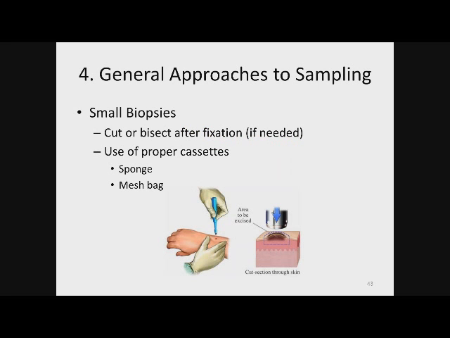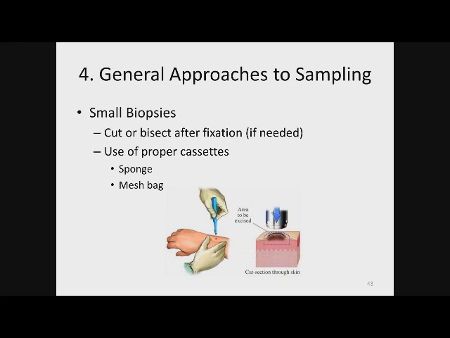So we've cut into the specimen, now we're going to sample the specimen. There's some general guidelines that apply to sampling. For small biopsies, this really isn't an issue because most small biopsies are sampled in toto. So the entire tissue is placed into the cassette for processing and subsequent staining.